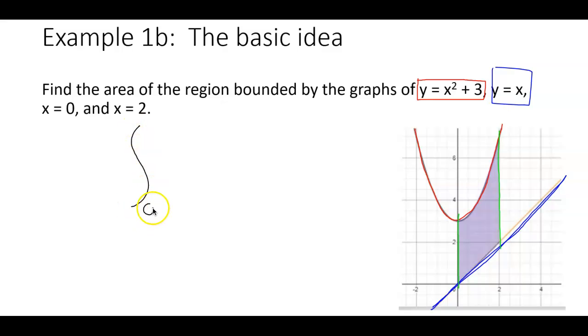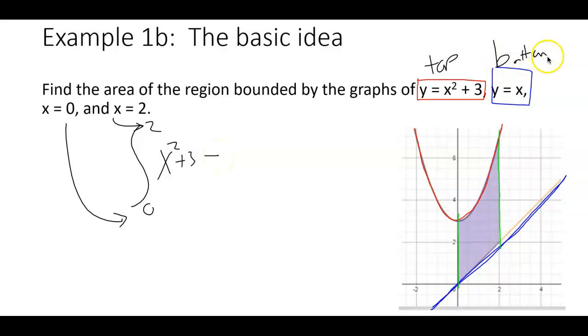So we're going from x equals 0 to x equals 2. That's those numbers there, right? And we want to do top minus bottom. Now in this case, the top function is the parabola. The parabola is higher than the blue line. So that one's going to come first, x squared plus 3. And we're going to subtract from that the line underneath, which is y equals x, and so that goes here. And so there's our integral. All right.